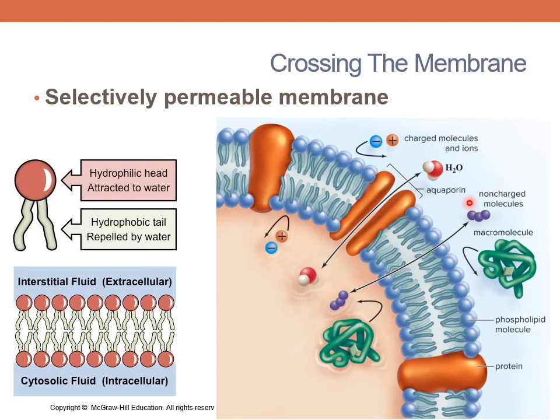Water molecules, as seen here, enter and exit through protein channels called aquaporins. Most small hydrophobic molecules that have no charge can easily cross the membrane because they are not repelled by the hydrophilic heads of the phospholipids. Very large molecules that are too large to cross the membrane must be transported into the cell by engulfment.